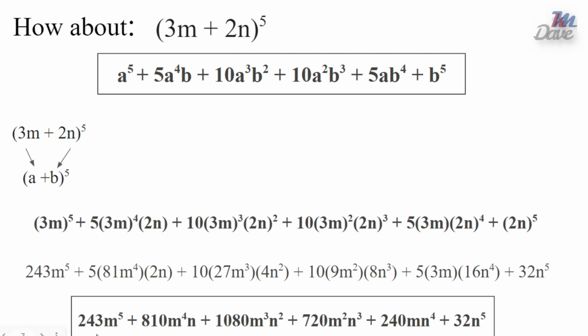And now we have the expansion of the binomial 3m plus 2n raised to 5, which is 243m raised to 5 plus 810m raised to 4n plus 1080m cubed n squared plus 720m squared n cubed plus 240mn raised to 4 plus 32n raised to 5.